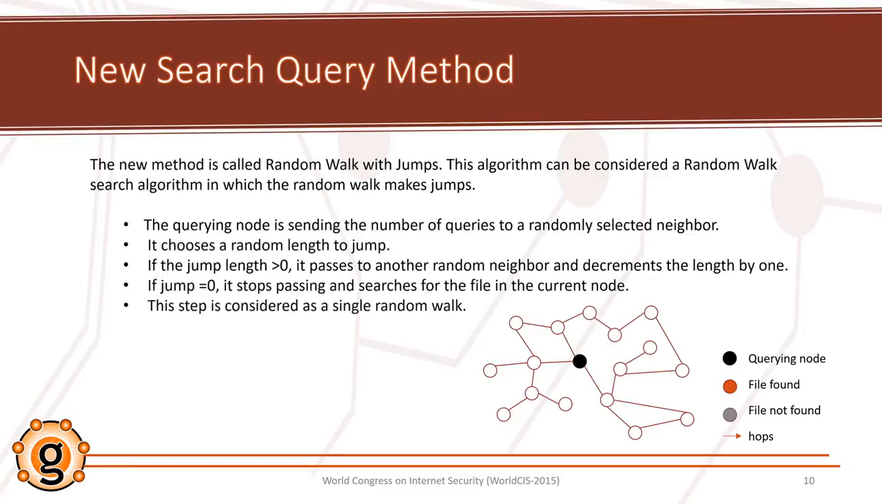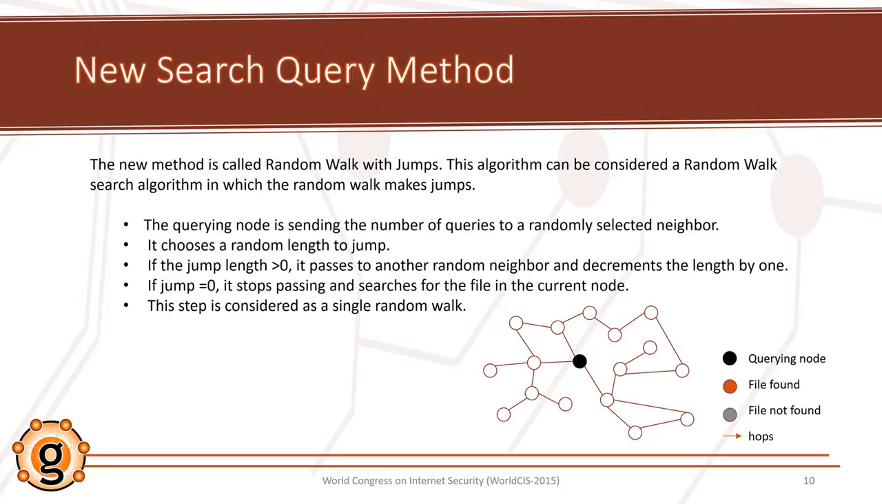So we proposed a new query search method called random walk with jumps. This algorithm can be considered a random walk search algorithm in which the random walk makes jumps. The querying node sends the query to a randomly selected neighbor. It chooses a random length to jump. If the jump length is bigger than 0, it passes to another random neighbor and decrements the length by 1. If the jump length equals 0, it stops passing and searches for the file in the current node. This step is considered a single random walk.